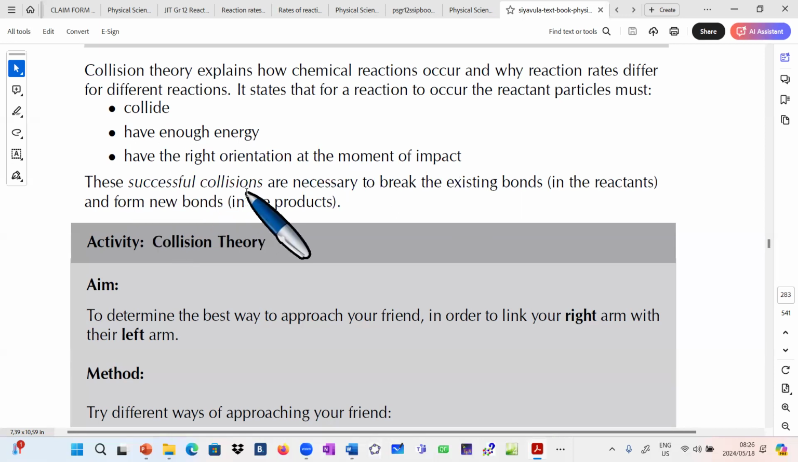These successful collisions, or effective collisions, are necessary to break the existing bonds in the reactants and form new bonds in the products. So we need these effective collisions, and these are necessary to break the existing bonds in the reactants and form new bonds in the products.